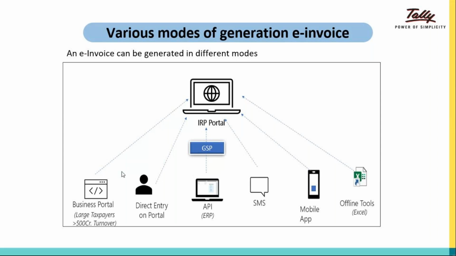Okay, direct entry on the portal, wherein we will physically go and make the direct entry to the IRP portal. So we will visit this IRP portal, that means online. You will go to this IRP website and directly upload it. And then you have the business portal. Okay, so these are all the different modes through which you can generate your e-invoice and upload it to the IRP. So any doubts regarding this?